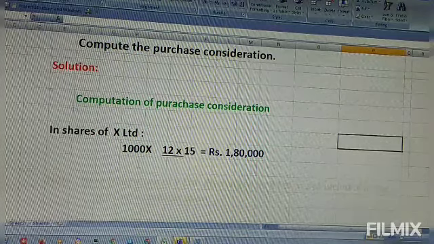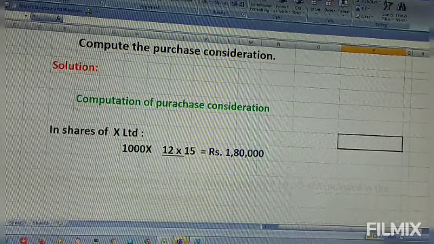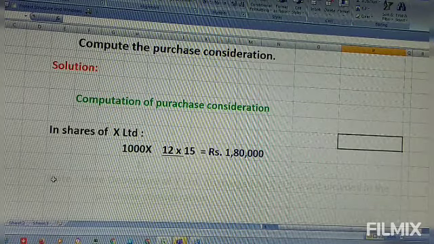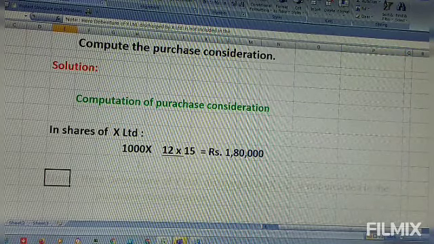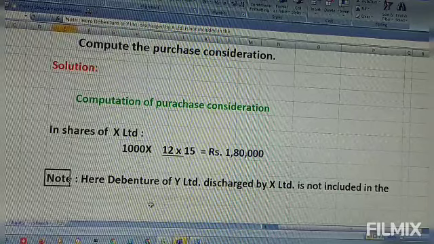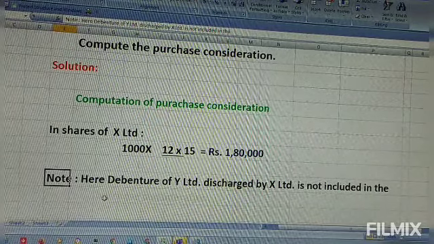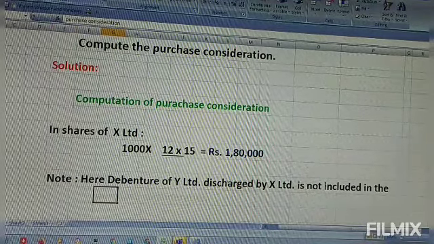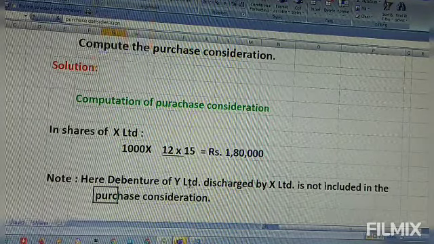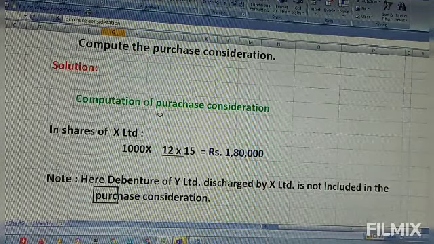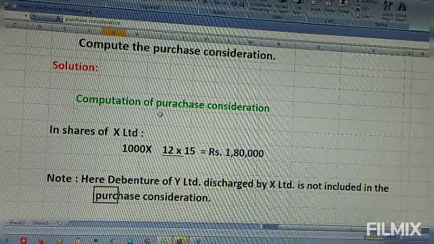We should not take the debentures discharged, because it is a liability directly discharged by the transferee company. We can write a note for this. Debentures of Y Limited discharged by X Limited are not included as purchase consideration, because they are directly paid by the transferee company. That's why they shouldn't be taken. I hope you understood this very simple problem.